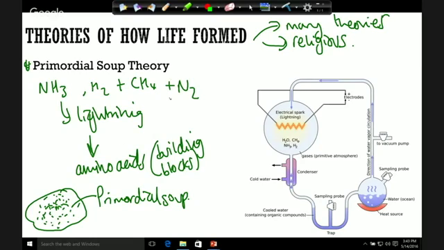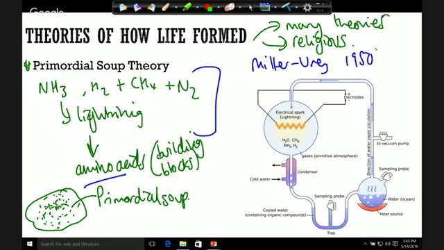Now, to test that theory, the idea that you can just get some gases and a spark of lightning and make amino acids, there were scientists called Miller and Urey in the 1950s that tested this idea out. And they had this closed system. You can see there's nothing can go in or out. So you've got a closed system. And it simulated the conditions of the early atmosphere when they believe life formed.